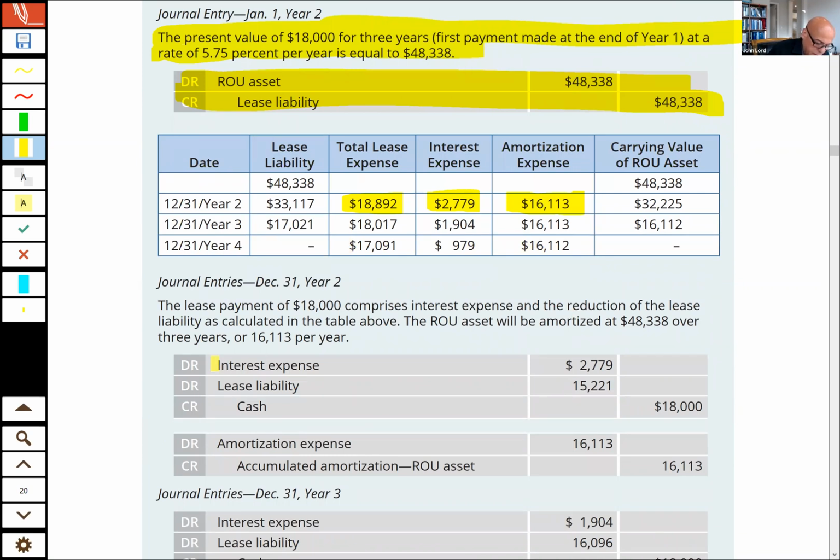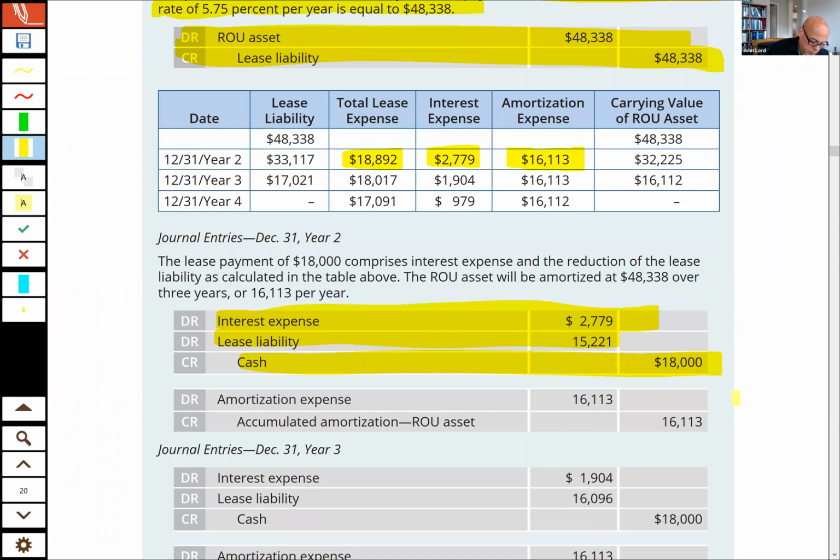Okay, so notice now you've got this interest expense portion, you've got the amortization of the liability, and of course you credit the cash. So this is how you would amortize any liability, right? And then you have this amortization expense, and the amortization expense is going to be this 16,133. To get that, we simply take the amount that we had capitalized here, which is our 48,338, and divide that by the years of the lease, 3 years. And that's what gave us the 16,113.